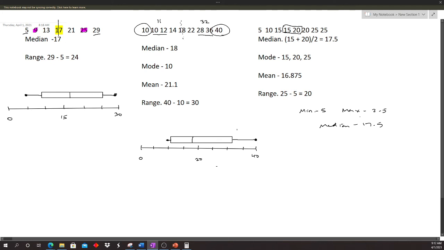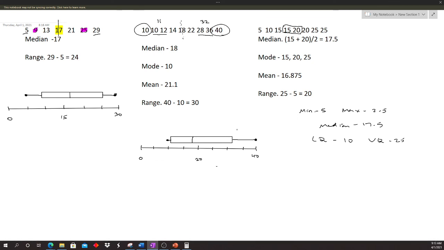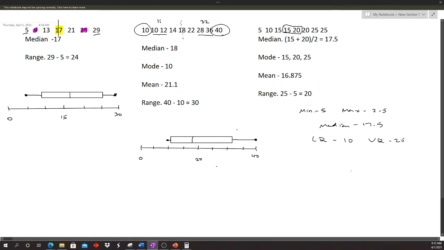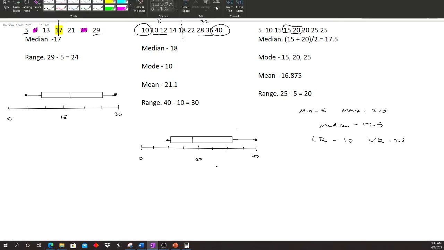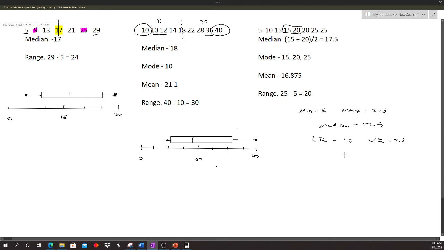And then you're finding your upper and lower quartiles. Your lower quartile, left-hand side, the middle would be 10. Your upper quartile, you have 25. Okay, so taking these numbers, we're going to put them above a number line. I'm going from 5 to 25, so again, I'm just going to stick with 5. That seems to be working.